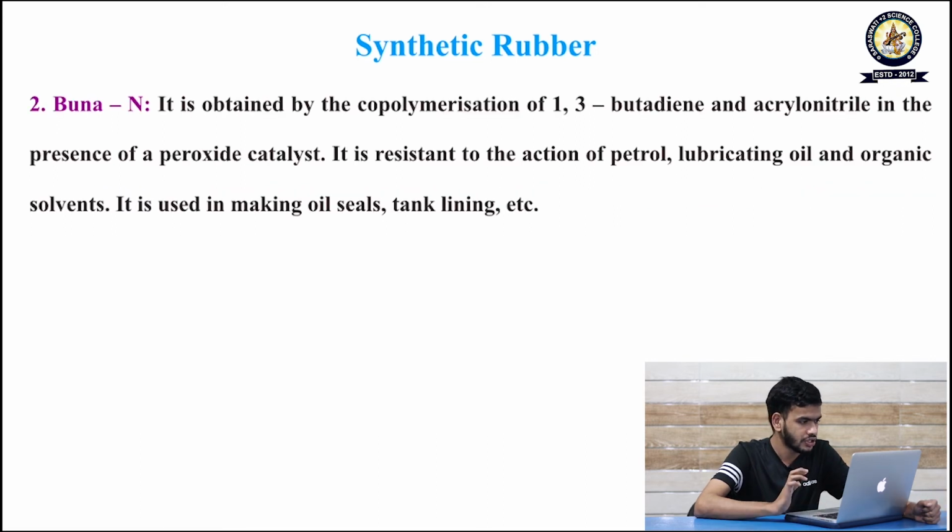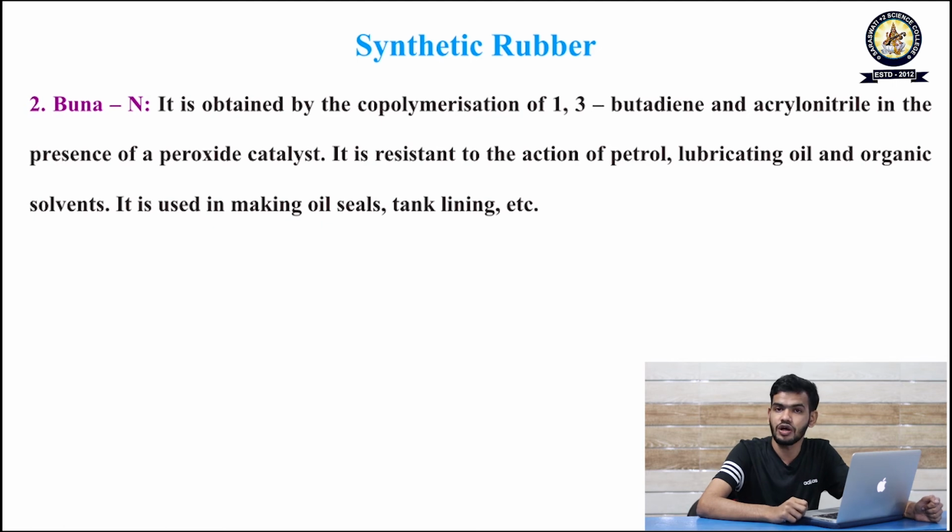Okay, so the second type of synthetic rubber is Buna N. In my previous discussion, where I explained copolymerization, I explained the term Buna S. So Buna S is a copolymer of 1,3-butadiene and styrene. S stands for styrene. Okay, so here the term is Buna N. So it is a copolymer of 1,3-butadiene and acrylonitrile.